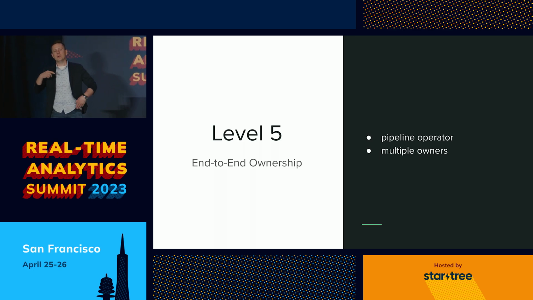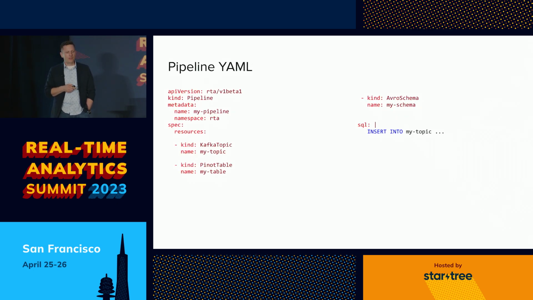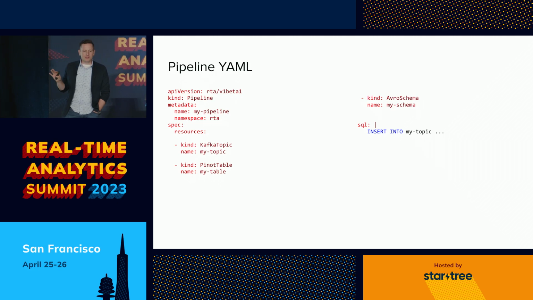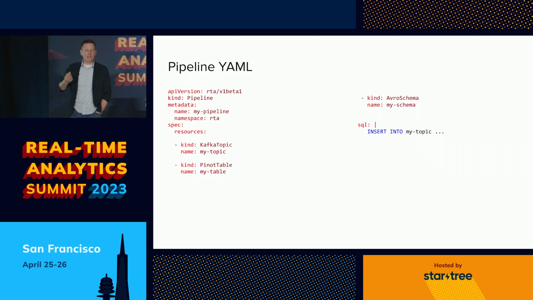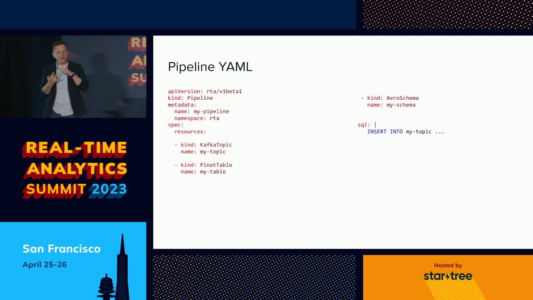So this introduces some high-level construct. We'll call it a pipeline. High-level operator, we'll call it the pipeline operator. And we'll introduce multiple owners of all of these things. There are a lot of ways we could take this; this is just one sketch. But you could imagine a pipeline YAML that is basically just a set of resources that the pipeline needs. So a pipeline custom resource might have a Kafka topic, a Pinot table, an Avro schema, and so on. And then ultimately, you have a little bit of SQL that implements the pipeline.